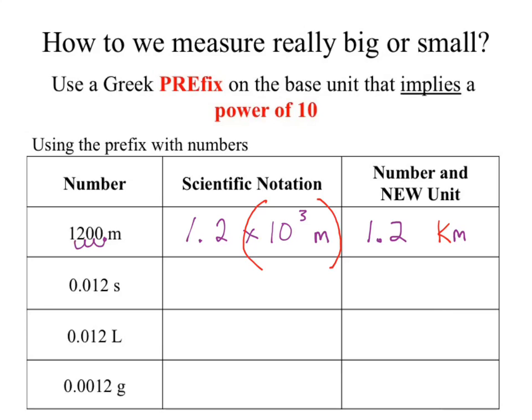What happens with the next one? What's our number? It's really original: 1.2. What do you think the next one is? What's our multiplier for our seconds? We go 1, 2. So we shifted 2 places. Is our number bigger or smaller than 1? Smaller, which means it has to be a negative 2. We include our units of seconds.